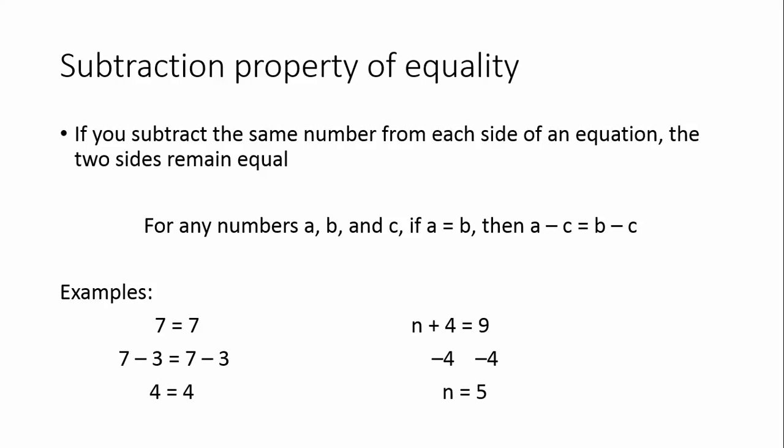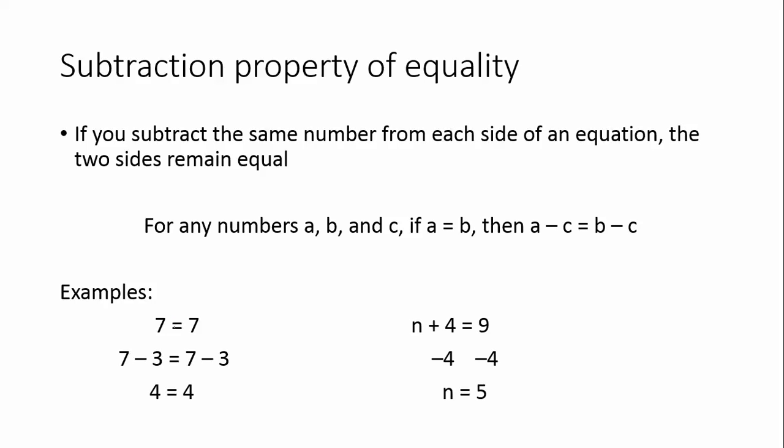So let's look at the flip side of that, the subtraction property of equality. Basically the same as the addition. It says if you subtract the same number from each side of an equation, the two sides remain equal. So for any numbers a, b, and c, if a equals b, then we can subtract c from both sides, and a minus c will equal b minus c.